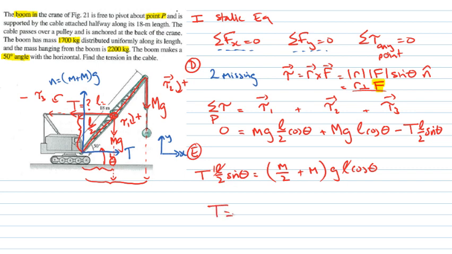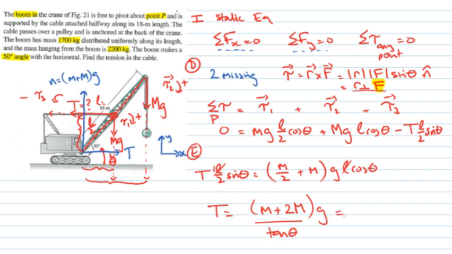So t becomes equal to, multiplying by 2, and I might take that 2 into the bracket, so I end up with m plus 2 times big M, multiplied by g, and then if I divide by sine theta, well, cosine theta over sine theta is actually 1 over tan theta, so I can write this as tan theta on the bottom. So a little bit of trigonometry there, but hopefully you can follow that.